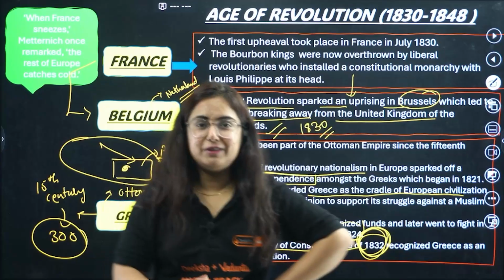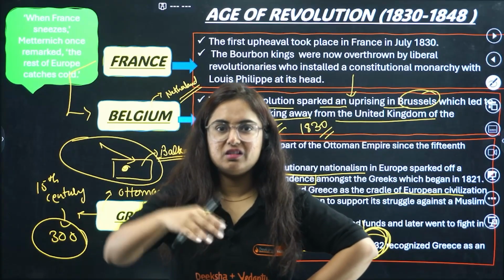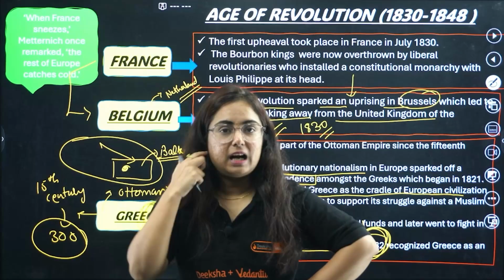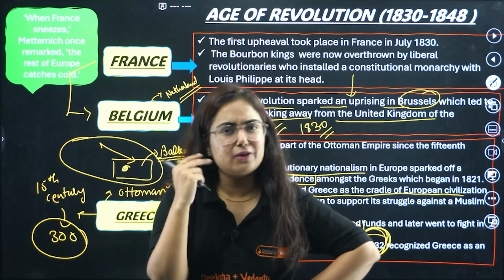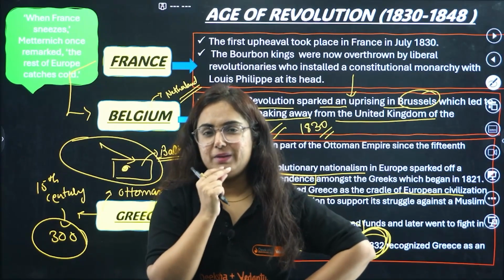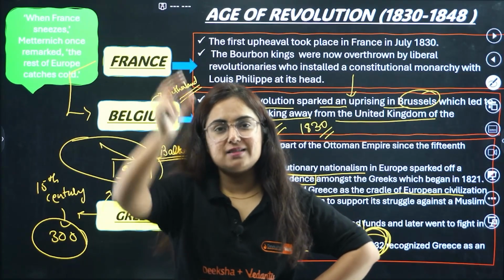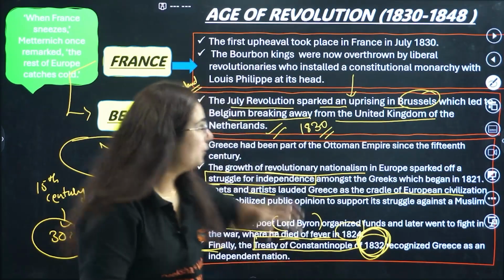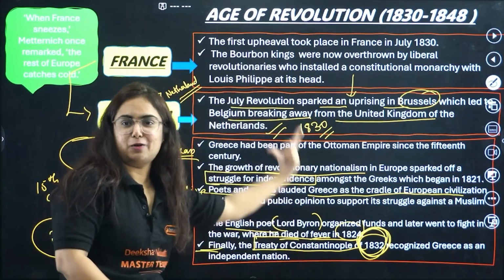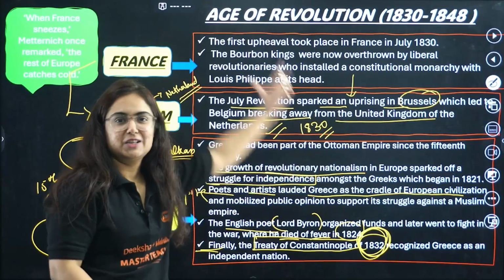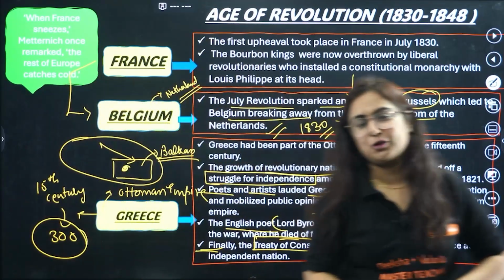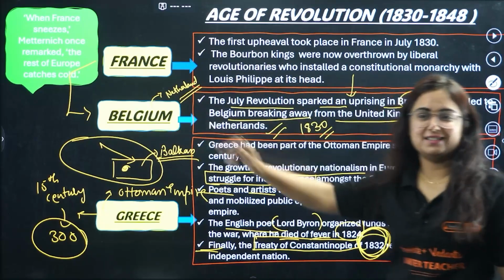Beta, here one statement is also given. Like what happened in 1789? France did the revolution, then other nations thought that we should do it too. So every time France is taking the front. So Metternich said that when France sneezes, the rest of Europe catches cold. France sneezed and the rest of Europe caught a cold. So anything that starts in France affects the rest of Europe. That's what he meant by this statement.